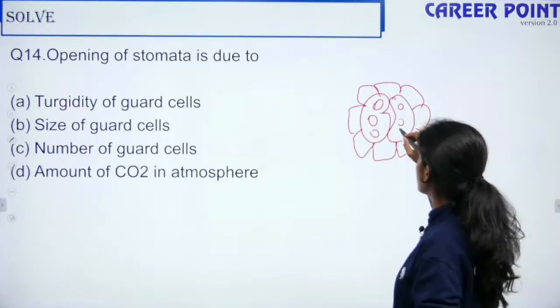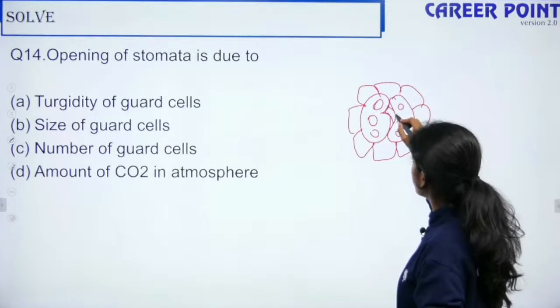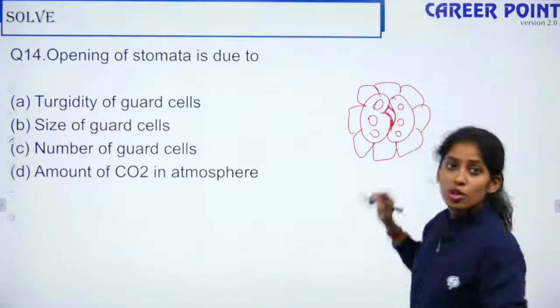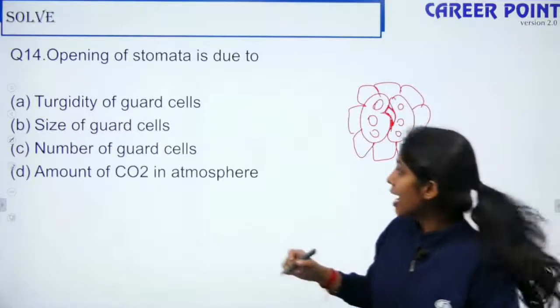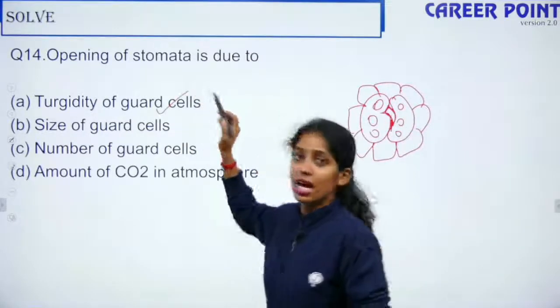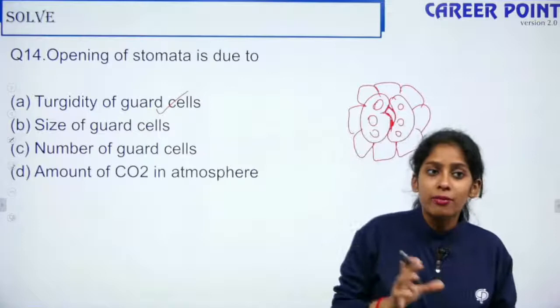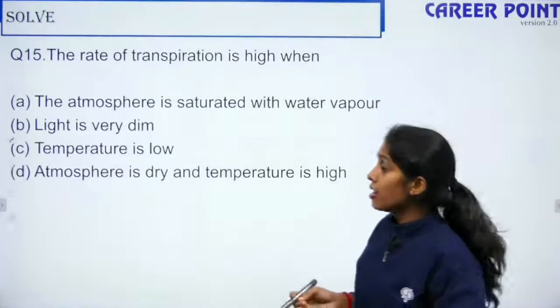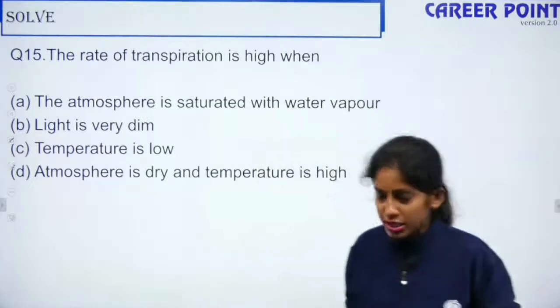So you have chloroplast here. And this is your stomatal pore. Now the opening and closing of this pore is guided by the turgidity of the guard cells. So what gives the ability to open and close is the turgidity of the guard cells. Fine? Yeah, so we come to question number 15.